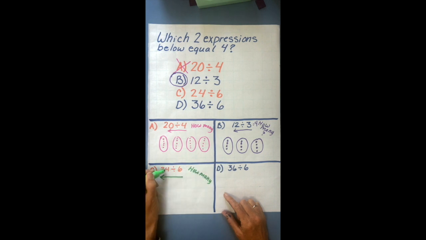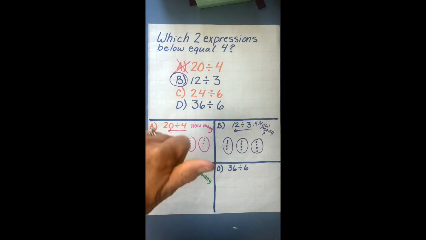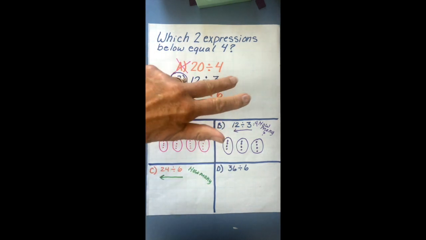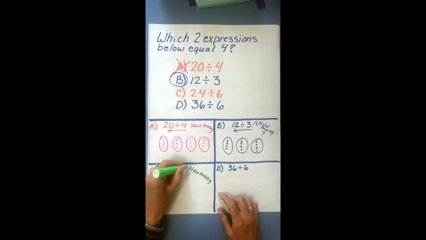How many 6s are in 24? So I am doing my skip counting by 6 song. So it's 6, 12, 18, 24. That looks like 4. So this looks like 4.